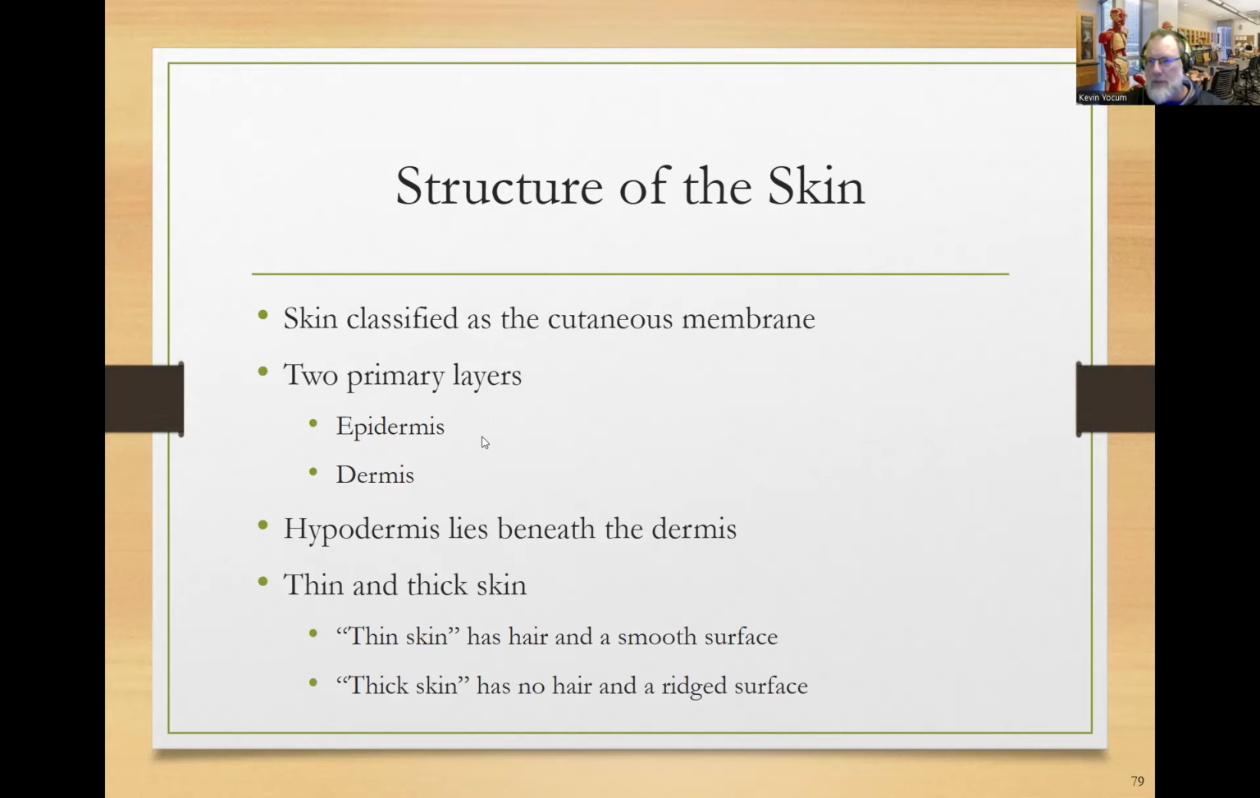So the epidermis you want to associate with epithelium. And we'll see stratified squamous epithelium. And then the dermis, we'll look at that as well as a type of connective tissue. Okay. We have kind of like a third layer, I suppose, the hypodermis. And that's primarily adipose.